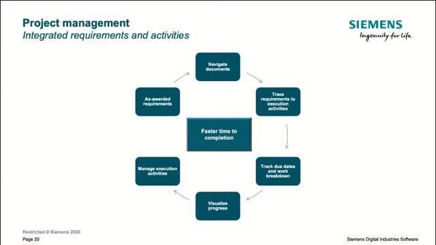Using an integrated requirement and activity management solution, you can get faster time to completion of your project. This process starts with entering or importing requirements. Both are possible. Then group them into so-called live documents and navigate through these documents. Trace the requirements to the tasks and execution activities. Then track any due dates and work breakdowns. Visualize the project progress, and finally manage the execution of any activities.